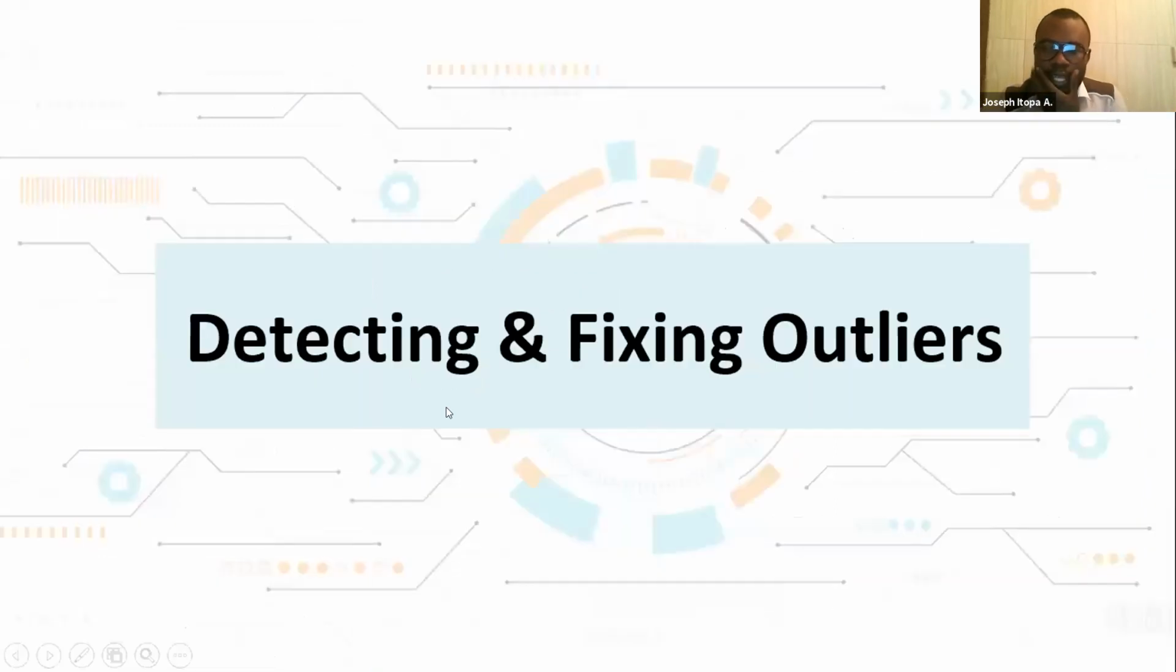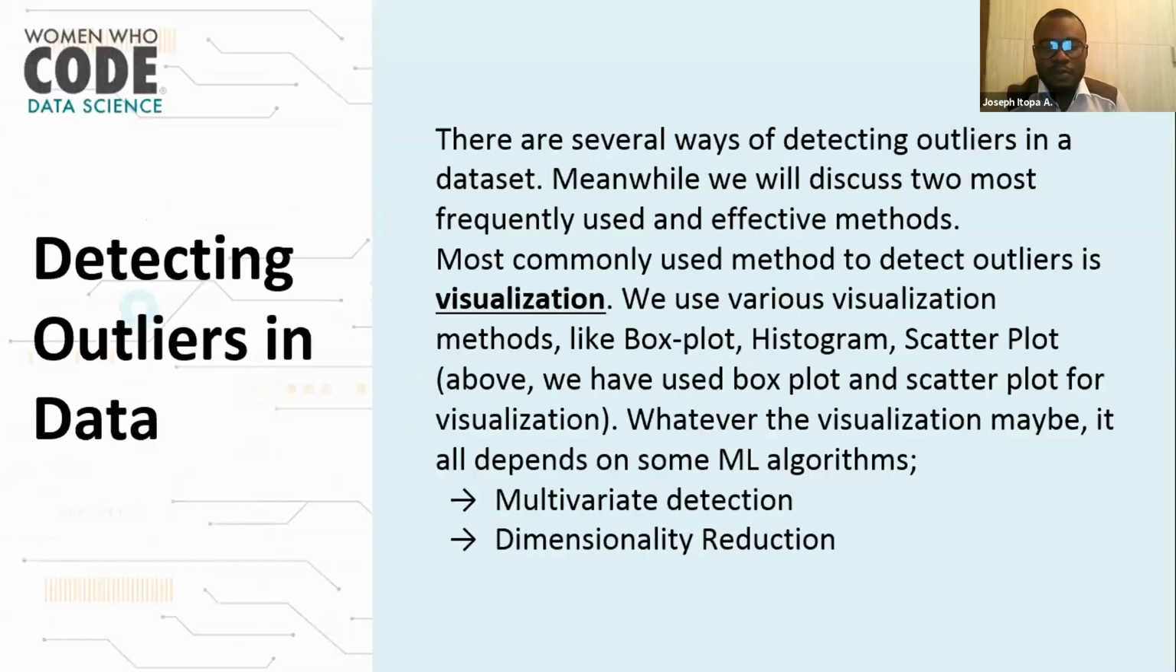So, detecting and fixing outliers. We have methods of doing this. One of the common ways, as pointed out by Davey in his or her question, is visualization. That is one of the easiest ways of detecting outliers, and you can do this through a box plot, histogram, or scatter plot just to identify the outliers.